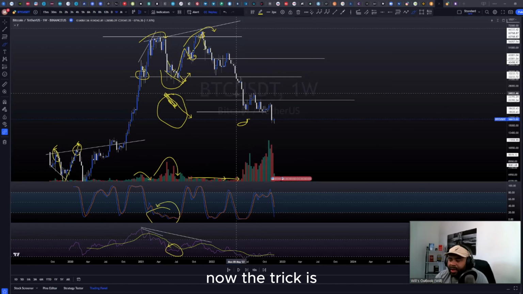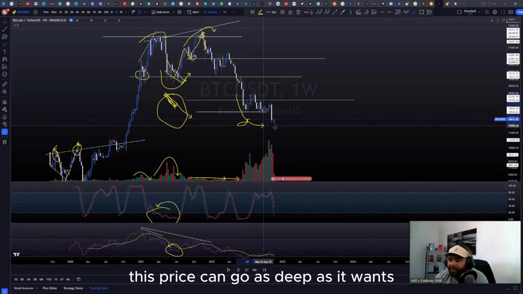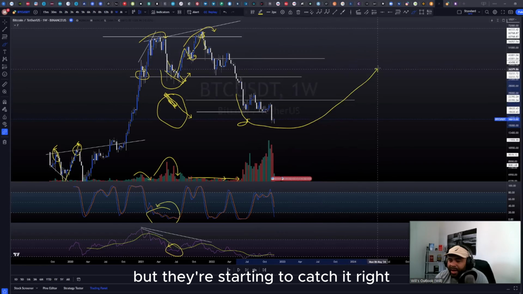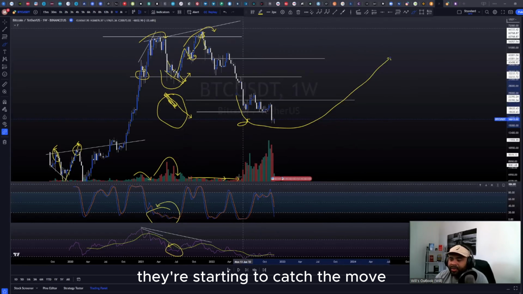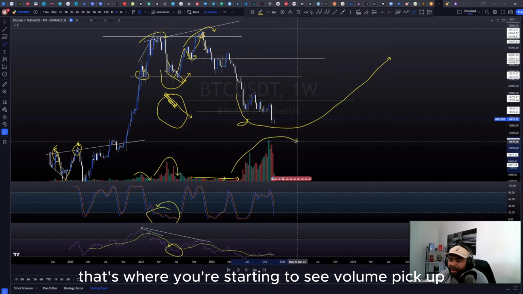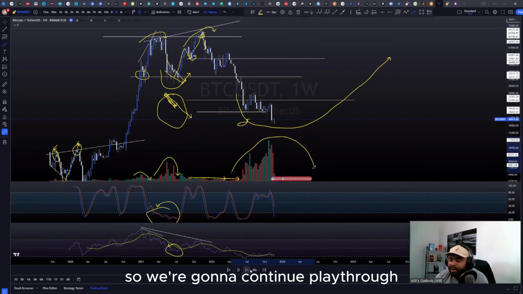Now, the trick is that here, this price can go as deep as it wants, but they're starting to catch it, right? They're starting to catch the move. That's where you're starting to see volume pick up really hard. So we're going to continue to play through.